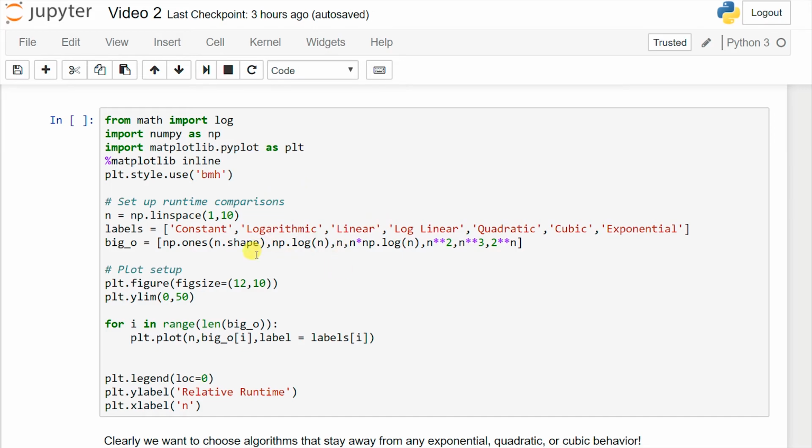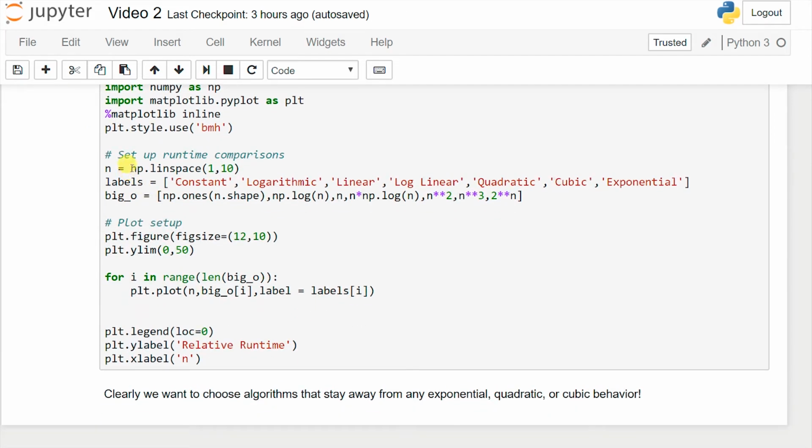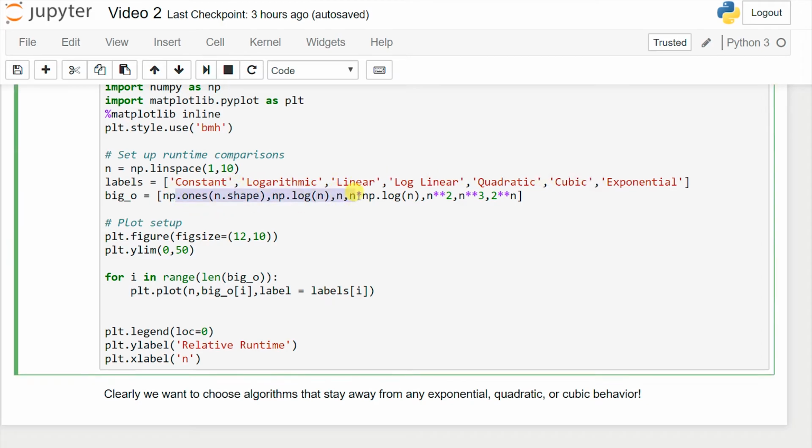What I have here is code that I'm not going to go through per se. I'm just using it for demonstration purposes. We're importing log, numpy, and matplotlib. I'm going to have matplotlib inline, which you're going to see in a moment. Setting up runtime comparisons, we're using numpy to create a linspace from 1 to 10, and then giving it different labels: constant, log, linear, quadratic, cubic, exponential. Then we do the actual calculations, where each one corresponds to its particular label.